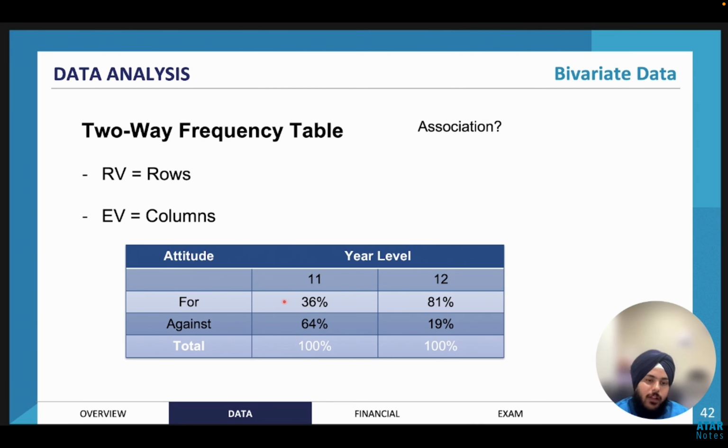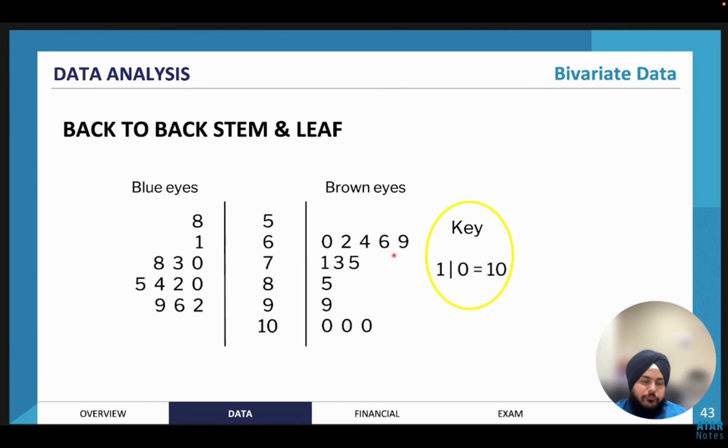So these numbers or the percentages in the middle usually represent the frequency or the percentage frequency of, let's just say if we're looking at 36%, it represents the frequency of people that are for a particular issue in year 11. And 64% of them are against the issue in year 11, and so on and so forth. So again, two variables here, attitude and year level.